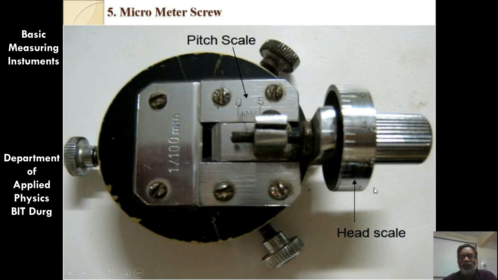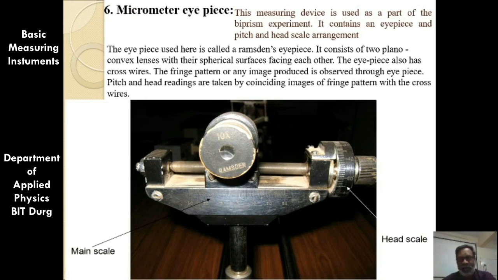The screw gauge here is not visible. If I tell you that this is the measurement with the help of a screw gauge, then you are not going to comprehend it. But this is the screw gauge. Basically, it is the main scale of the screw gauge, and this one is the head scale of the screw gauge. Now, another instrument where you are going to get a screw gauge is this. This is a micrometer eyepiece. This eyepiece is used to measure the horizontal separation between two illuminated objects.